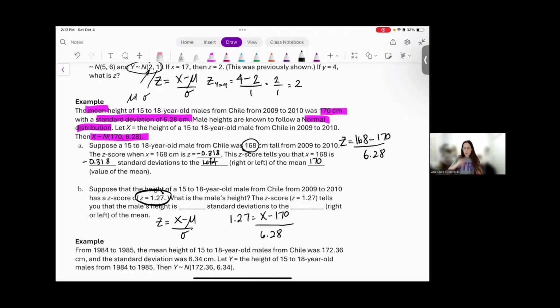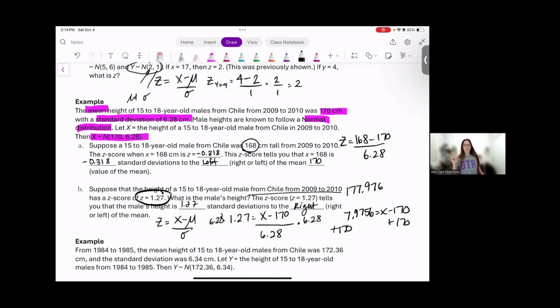So in order to solve this equation, I reverse the order of operations. I am going to multiply both sides by 6.28 first. So 6.28 times 1.27 is 7.9756, and that equals the value minus 170. Add 170 to both sides. So the male's height here is 177.976. The z-score tells you that the male's height is 1.27 standard deviations to the positive, meaning right.